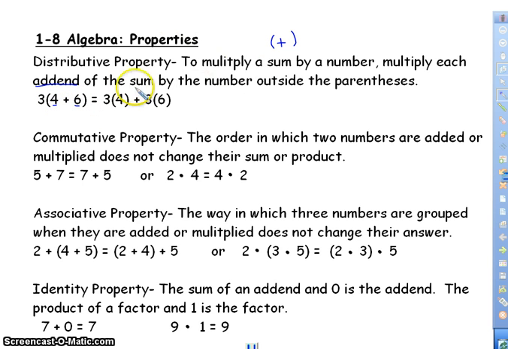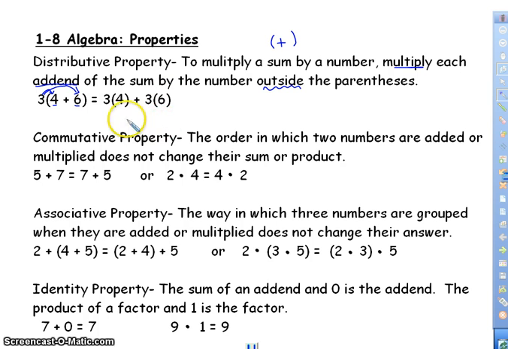And we're going to multiply each addend of the sum by the number outside the parentheses. So the 3 is outside. So I'm going to distribute the 3 to both the 4 and the 6. So 3 to the 4, that's where I get 3 times 4, plus, so I'm bringing out that plus sign, so I'm still using some addition. Now I'm going to distribute the 3 to the 6. I have 3 times 6. This is the first step in using the distributive property.